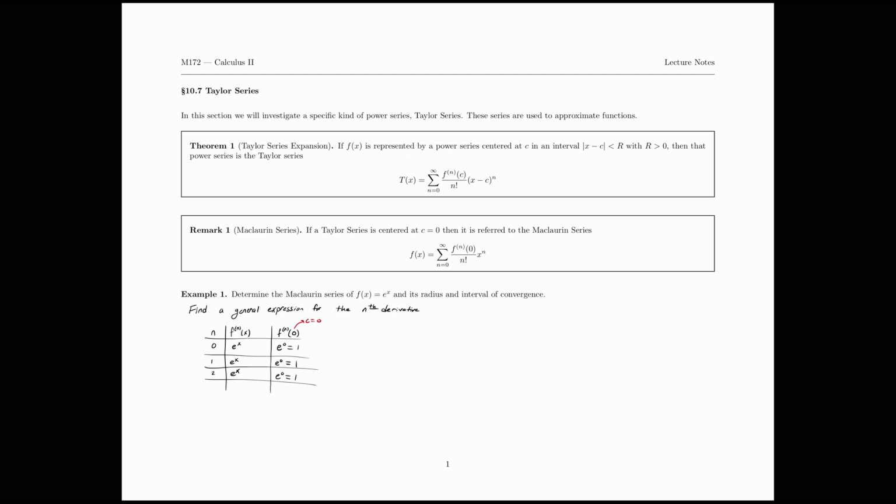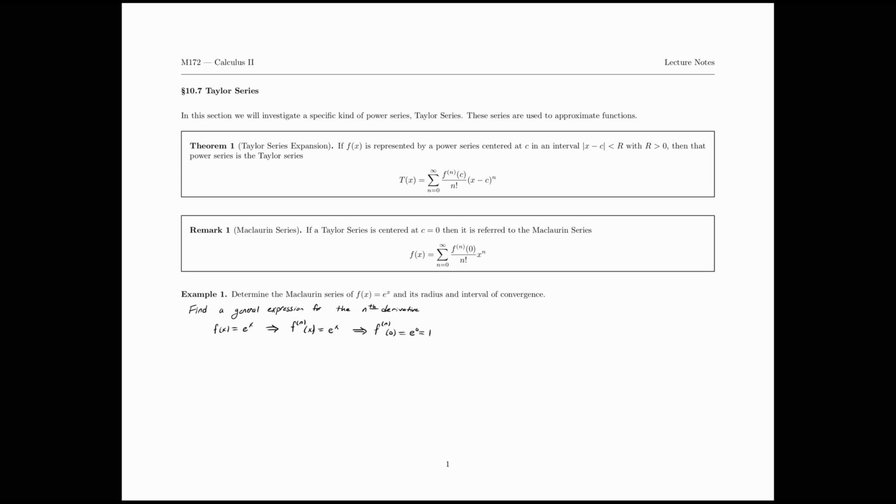So for this example, it is a little bit boring because our derivatives are all the same, so we don't really need to do the table at all, but this is what we would more or less do. So for us, our function is e to the x, and since e to the x is its own derivative, that means that the nth derivative, no matter how many times we take the derivative, we get the same expression, e to the x, which means that when we plug in our center value of 0, we just get e to the 0, which is 1.